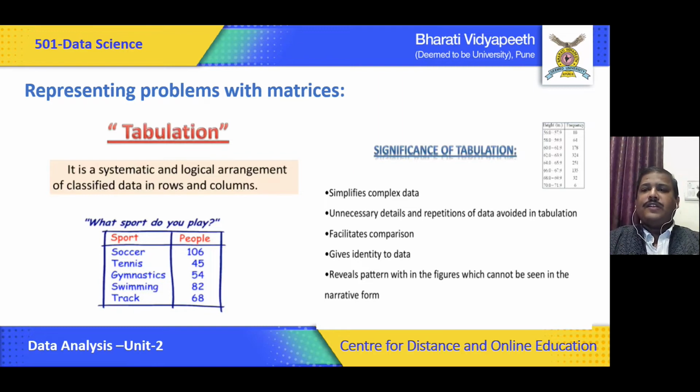Because it is represented in rows and columns, you can see in this example the height and the frequency. Depending on the different heights of the persons, you have a number of persons. It's a kind of range. Suppose you have 56.0 to 57.0 inches, that's the height, and the number of people is 10. Similarly, 58 to 59, we have a range-based frequency, grouped values. The second point is that unnecessary details and repetitions of data are avoided in tabular formats.